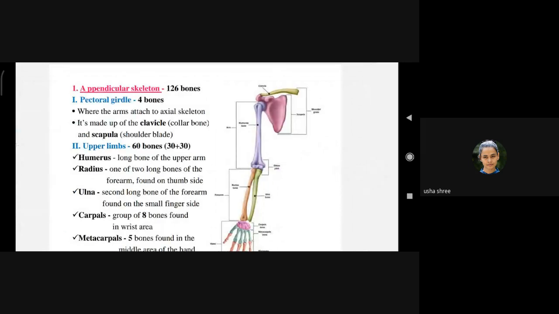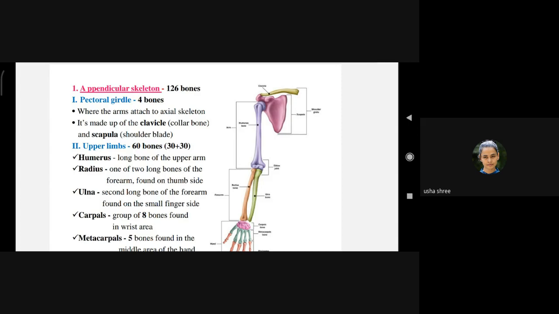Next are the upper limbs. So the shoulder girdle is followed by the upper limbs. Sorry to interrupt, ma'am. What is the third bone called? One is the clavicle, the scapula, and the third bone? There is no third bone. There are two pairs. I mean, clavicle on both sides and scapula on both sides, which equals 4. Yeah, you are absolutely correct.